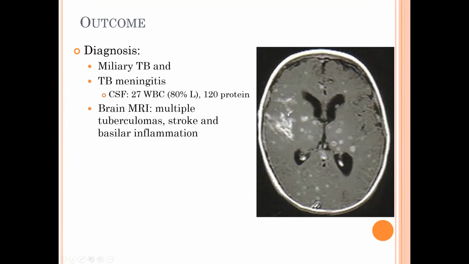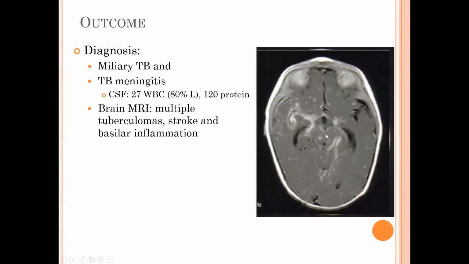She showed this area here was a stroke, and then I'll show you a few more images that show the basilar inflammation that she had. So here you can see she has inflammation around the brainstem and the basal ganglia, and then more tuberculomas consistent with the basilar inflammation. It's classic for TB meningitis.